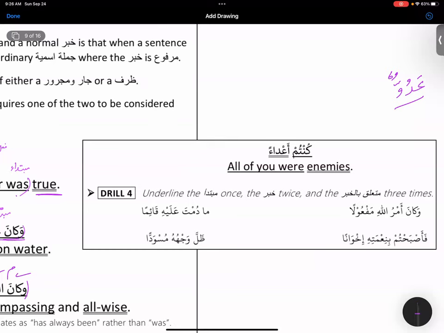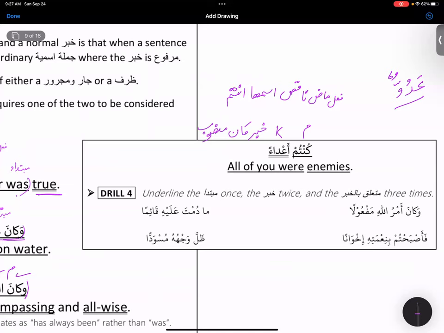So how are we gonna label it now? Kuntum is the mubtada and a'daan is the khabar. Perfect. So this is our big label. And now further we need to dissect it. So kuntum, we're gonna say fi'lu madi naqis, and ismuha antum. Very good. And then for khabar, we're gonna say khabar kana mansub. That's it.